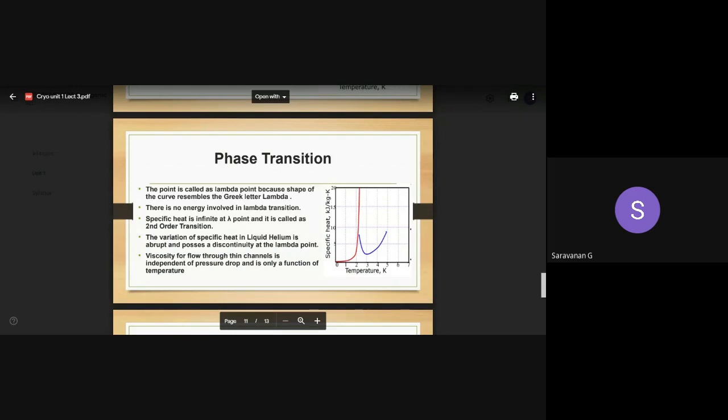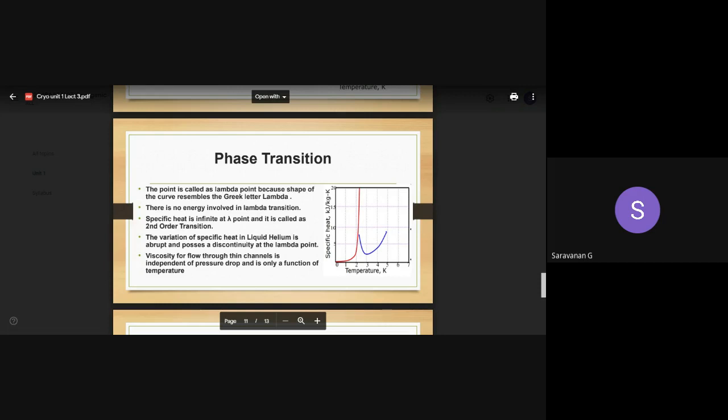The variation of specific heat in liquid helium is very abrupt. Again, the answer is available: it possesses a discontinuity. So a second order transition occurs with a discontinuity. That's why I asked you yesterday about the difference between first order and second order in terms of discontinuity. The second order transition possesses a discontinuity at the lambda point, at the intersection of the lambda line and the saturated liquid line.